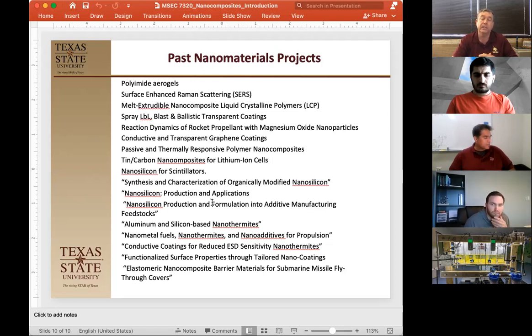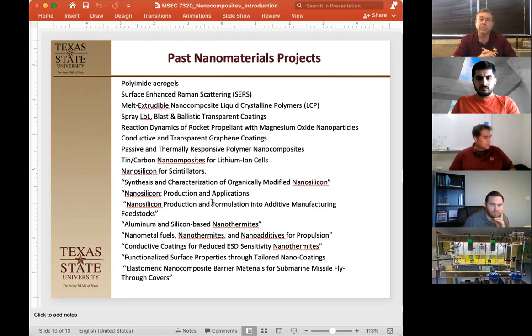We've also done some stuff with rocket propellant modifiers, mostly in the nanoparticles, both aluminum, magnesium, and silicon as nanoparticles for rocket propellant additives. It increases the rate of combustion of just standard hydrocarbon rocket propellants by up to 22%. So imagine you can get a little more thrust with the same amount of mass in your system. We've also done some conductive and transparent graphene coatings that do not involve surfactants, which is a little difficult. That's a very interesting project.